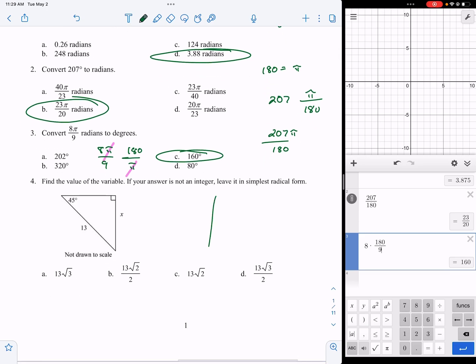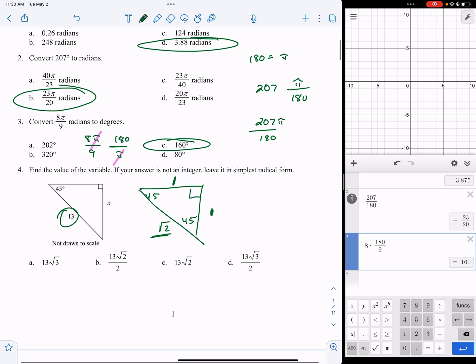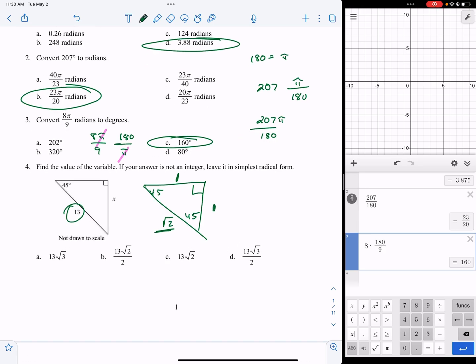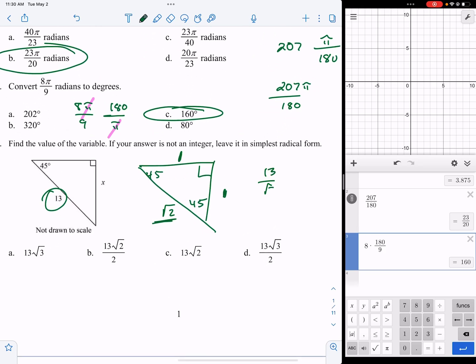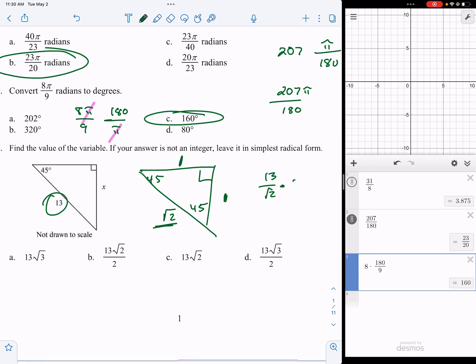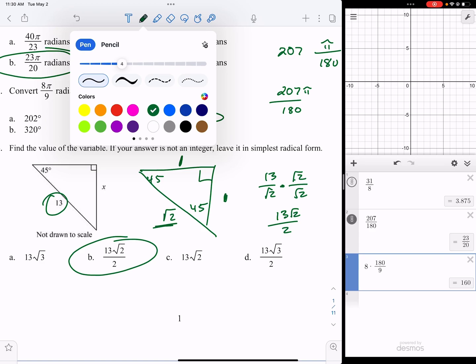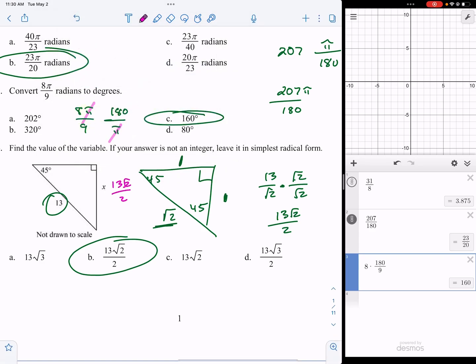Okay. Guys, special right triangles of 45, 45, 90. 1, 1, root 2. So you take whatever number they give you and you divide by whatever number is in your setup. So I'm going to do 13 divided by root 2. Now, I can't divide by a radical, so I'm going to rationalize: 13 root 2 over 2. There you go. So this would be 13 root 2 over 2, and this would be 13 root 2 over 2. You always have 2 of the same because you have 2 angles that are the same, the 45s.